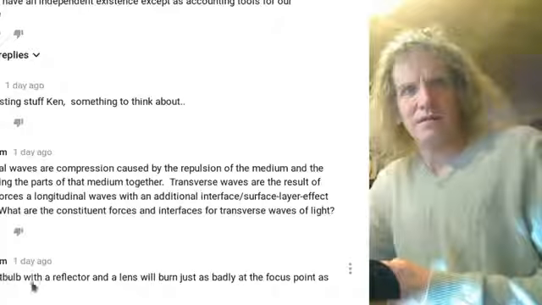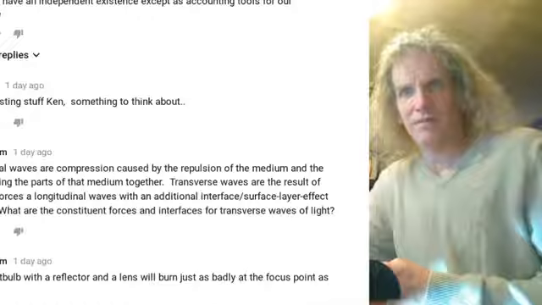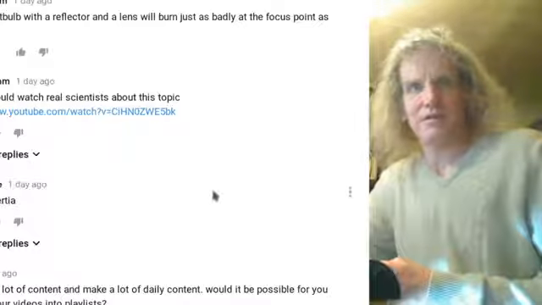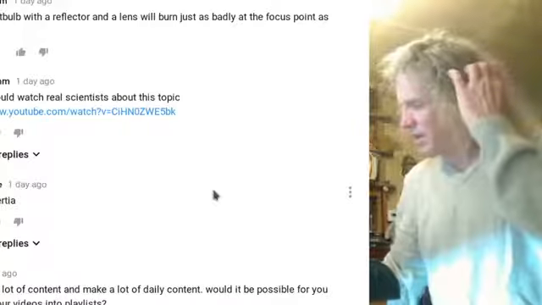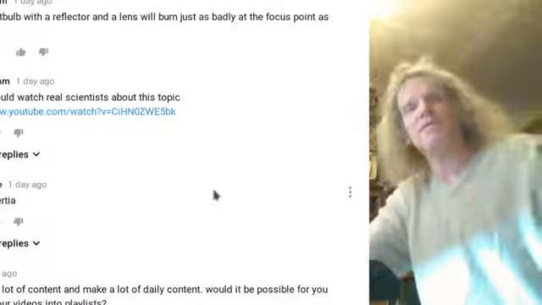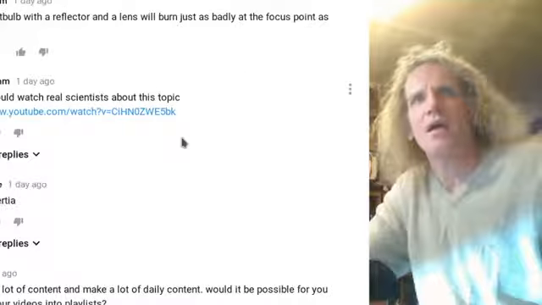Let's see. A 60-watt light bulb with a reflector and lens will burn just as badly at the focus point as a laser. There you go. Bravo. It won't be just as bad, because it's a mixture of different frequencies of light. And obviously, ultraviolet light is more destructive to the material compounds that people are made out of. So anyway, enough.